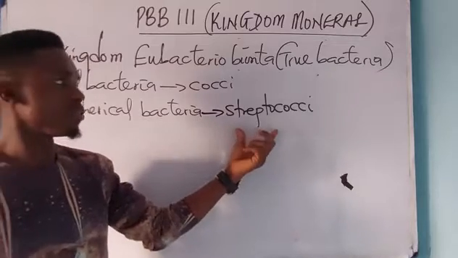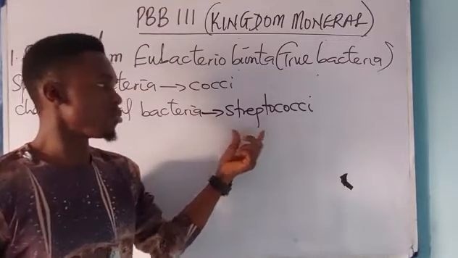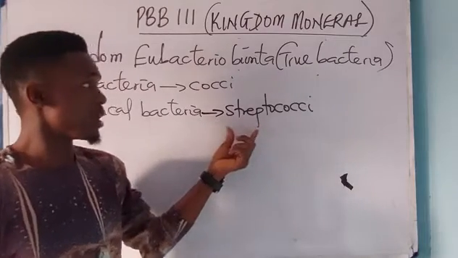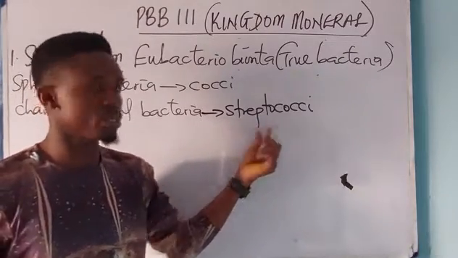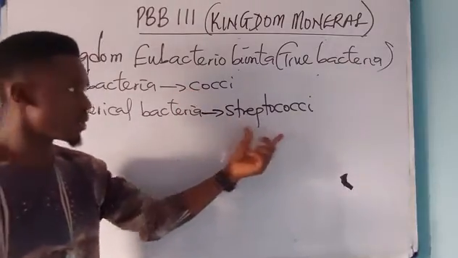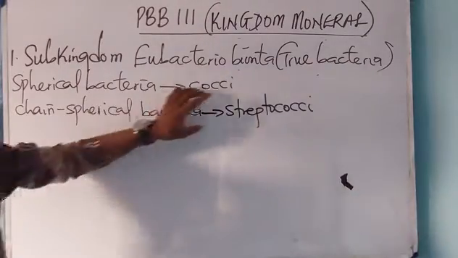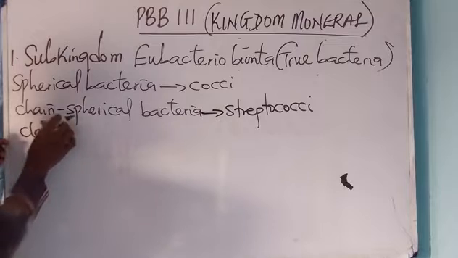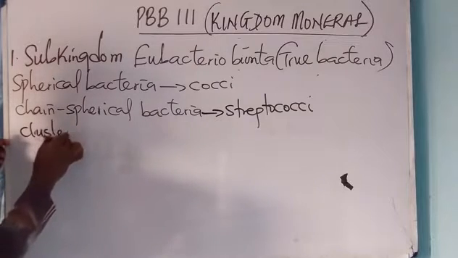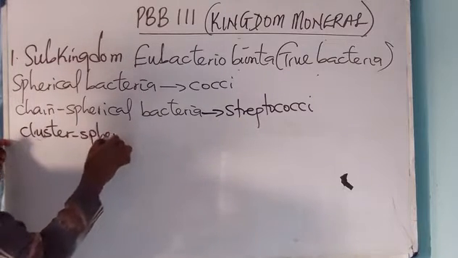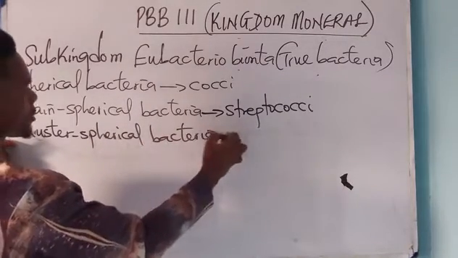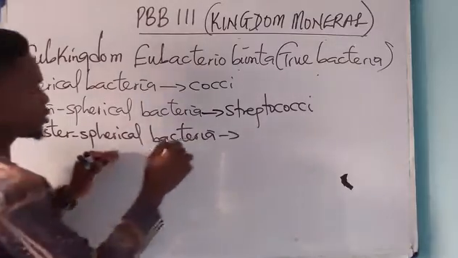Now we have different species of Streptococci. We have Streptococci venezuelae, we have Streptococci erytheros, and we have Streptococci griseus. There are different species of Streptococci, and they occur in the form of what? Chain. You now have the spherical bacteria that occur in cluster. Cluster spherical bacteria. Now this cluster spherical bacteria, they occur as what?